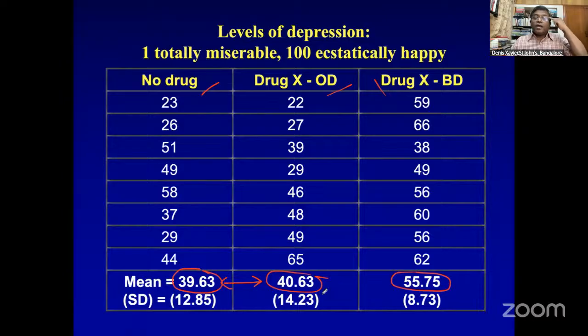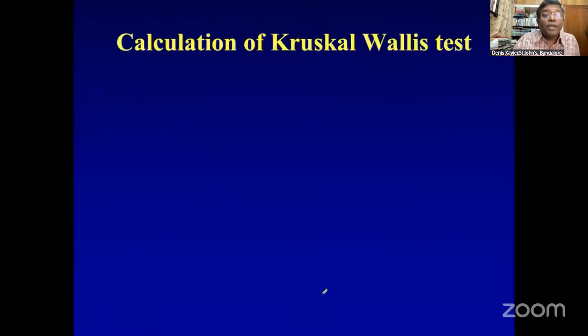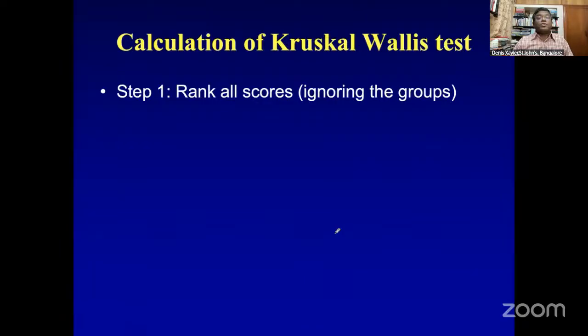And look at the standard deviations for all this. It is fairly normally distributed. The standard deviation is less than 1/3 of the mean in most of the cases, and therefore we can use the mean here as well. So how do we calculate Kruskal-Wallis? Again, we rank all the scores ignoring groups. Now it will be 3 groups, that time we had only 2. Then we total all the ranks.